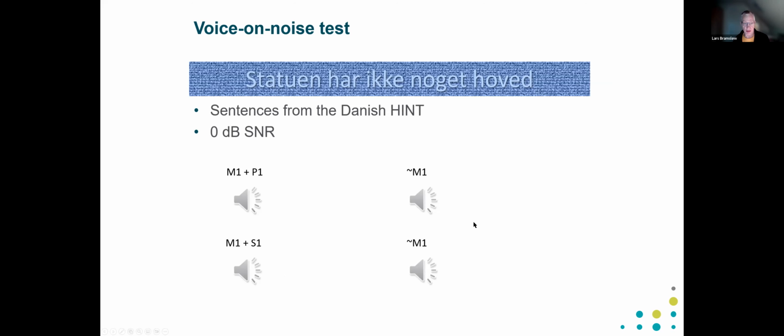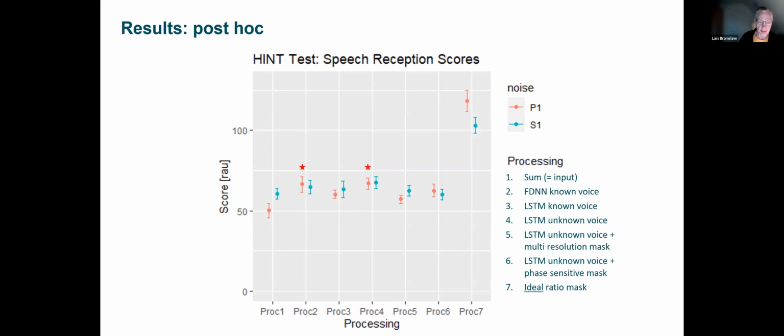So let's take a look at the results. Beautiful. Here are the results. So again, number 1 here is the input, the unprocessed mixture, and number 7 is the perfect. And again, you can see at number 7, the ideal ratio mask has very high scores. Don't be confused by the fact that they're above 100. That's because they have been transformed to this rationalized arcsine scale, which actually extends beyond 100.